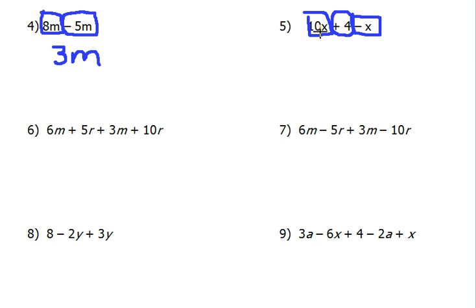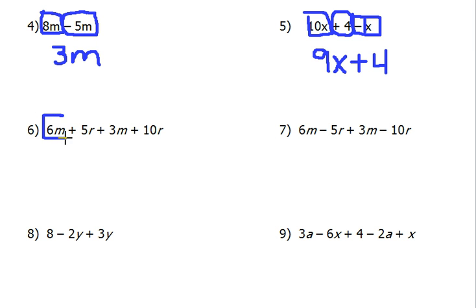My variable comes first, so I'm going to combine these two terms. 10 minus, remember we said there is a 1 in front of any variable by itself. So in my calculator I would punch 10 minus 1 and I would get 9 x's. Since the constant of 4 does not have a like term, I'm just going to bring it right down along with the plus sign in front of it. So this expression simplified becomes 9x plus 4.